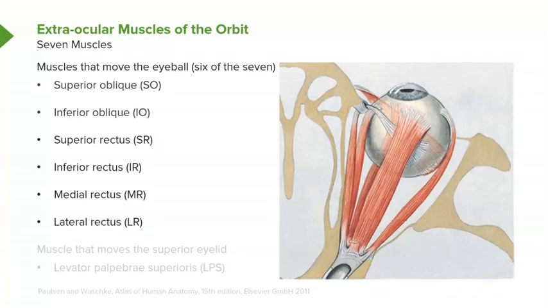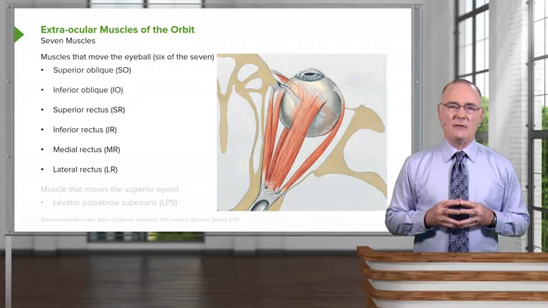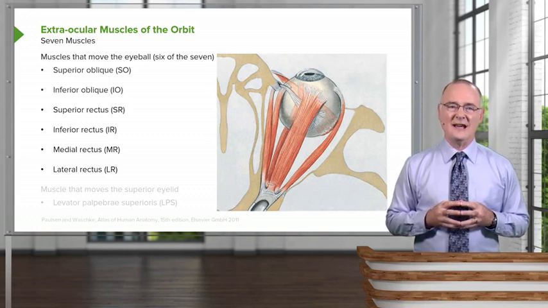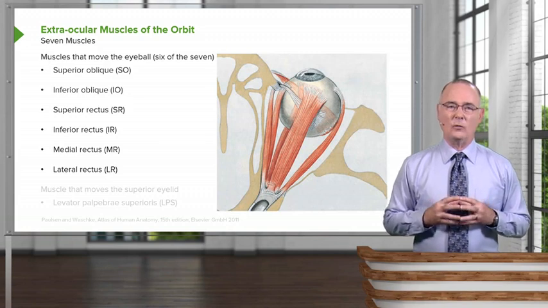We're first going to focus on the 6 muscles that attach to the eyeball. Those are shown here on the image on the screen. We have 2 muscles that are obliquely oriented, the superior oblique and the inferior oblique. And then the other 4 muscles that attach to the eyeball are recti muscles. And members of the recti component here would be the superior rectus, inferior rectus, medial rectus, and the lateral rectus.